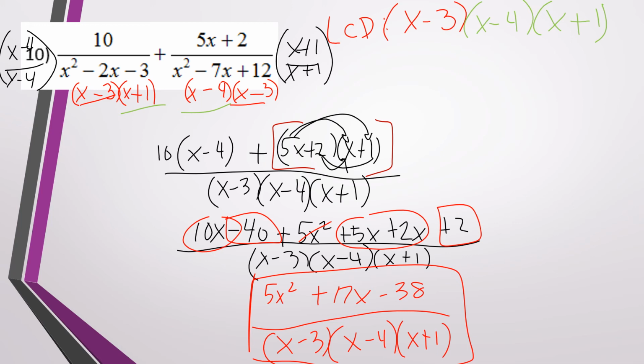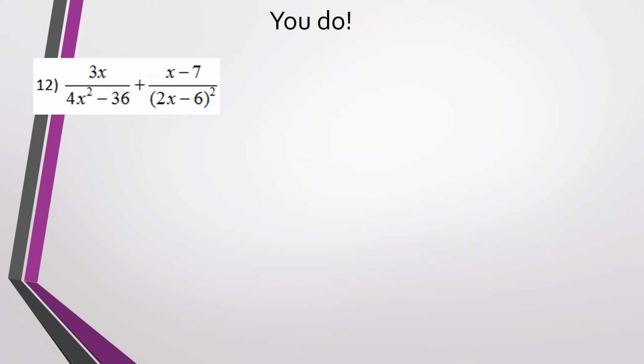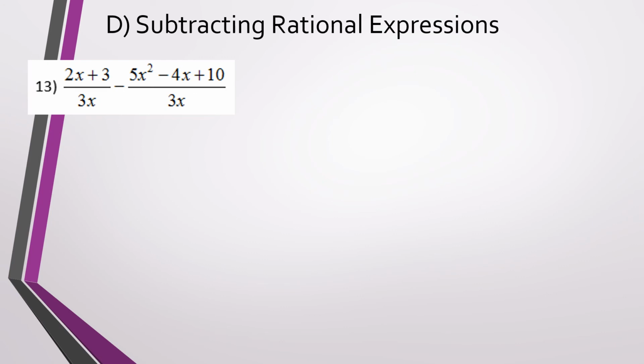Okay, so you can either pause it right now, do the you-do, and then go ahead and check up front, or you can just listen to the 4 division or subtraction problems and then do the you-dos all at once. Okay, so I'm going to skip 11 and 12, and then you'll go and check your answers up front.